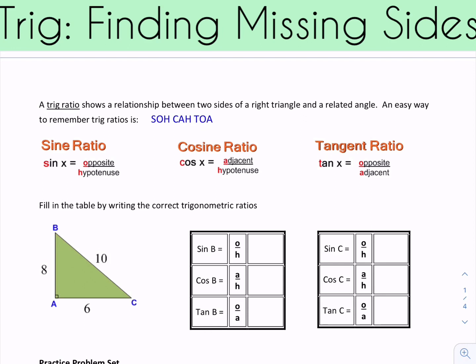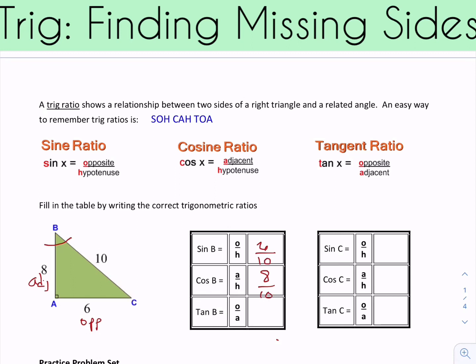So what would the sine of B be? The sine of B, well, if we look at B, is right here. So the opposite side is going to be 6, and the hypotenuse is 10. Now let's think about the cosine of B. Well, when we're talking about B, this is opposite, and this is adjacent. So the cosine is adjacent, which is 8, divided by the hypotenuse, which is 10.